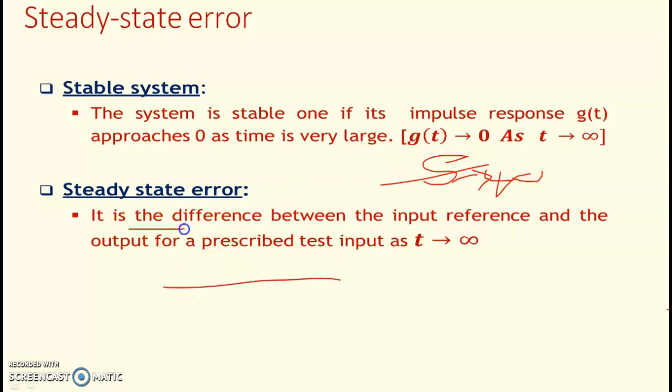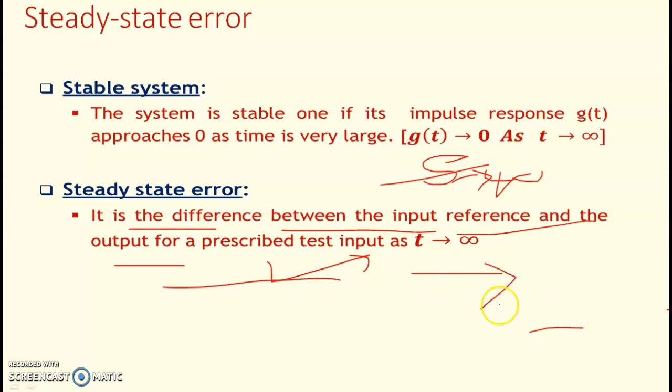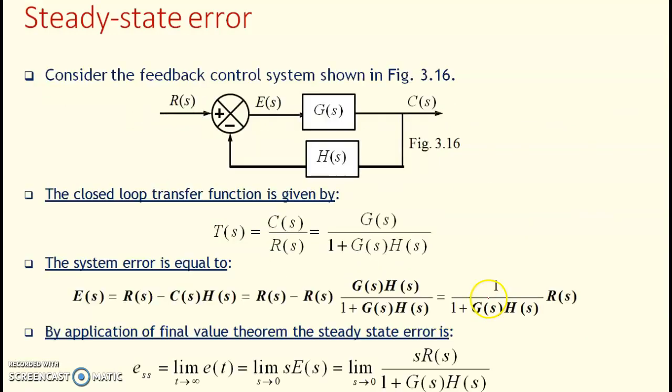For steady state error, there is a difference between the input reference and the output. That gives a steady state error. The difference of the output with respect to the reference input, you can call it the steady state error as t tends to infinity. If there is a difference in errors, then t tends to infinity.